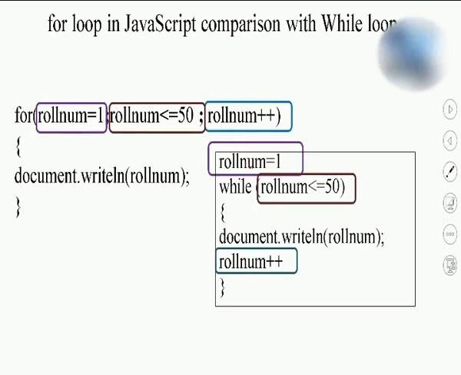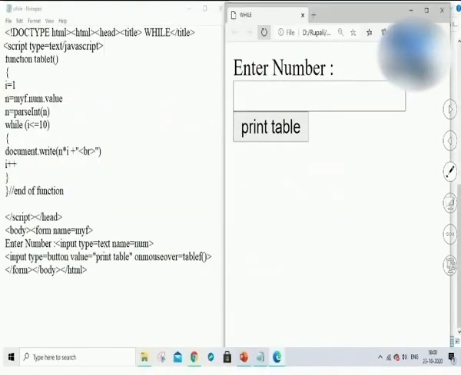So this is the while loop syntax. I need to write while, and after that in brackets I need to write the condition over there. Now let us see a simple while loop program printing 1 to 10.